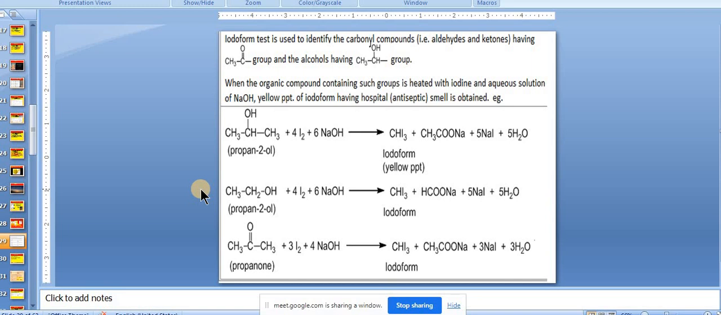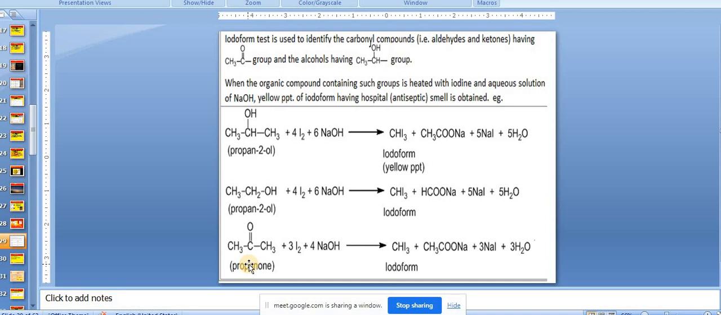So please see these three reactions. You are adding iodine and NaOH in all three reactions. Please keep in mind very carefully and listen very carefully. Now three organic compounds are there with us: propan-2-ol, which is a 2 degree alcohol, ethanol, and propanone. The name is written wrong there. There are three organic compounds.